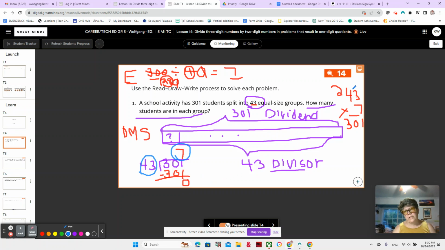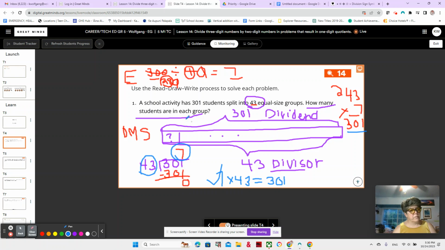Okay, so I already know that 7 times 43 is 301. I feel pretty confident, but I want to double check. 7 times 3, 21. 7 times 4, 28, 29, 30. Right? A quick check. And then I'm just going to write 7 times 43, I don't have any remainder to add on, is equal to 301. And those are all my steps, right? I estimated, I divided, and I checked.